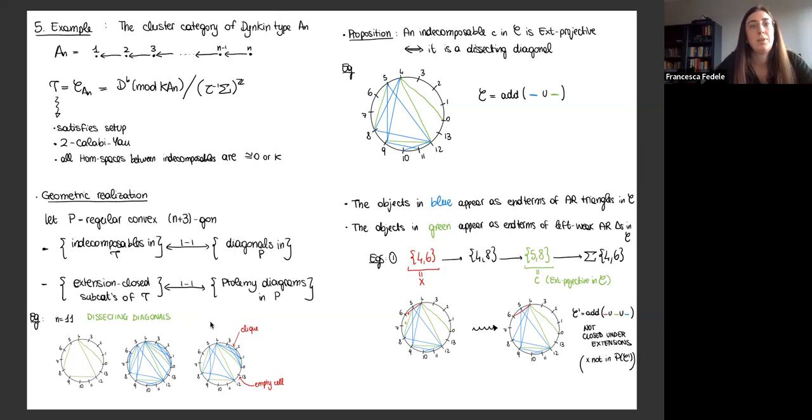And then the extension closed subcategories of T are in one-to-one correspondence with Ptolemy diagrams in T, and these are collections of diagonals in your polygon which satisfy the Ptolemy conditions.